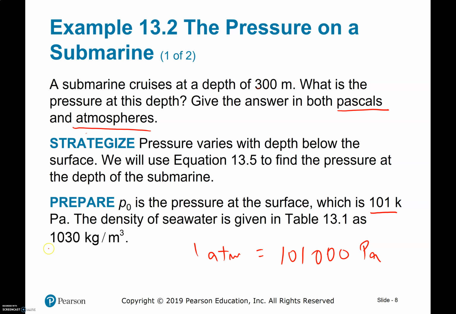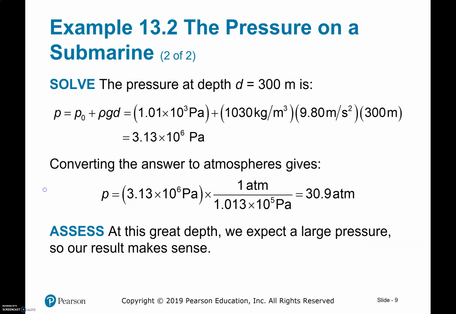So the density of seawater is 1030 kilograms per meter cubed. Now we use the hydrostatic equation, and we're going to solve this in Pascals first. So the pressure that we want is equal to the pressure at sea. This is the sea here. This is a submarine. This is d, which is 300 meters. Here we have a pressure P0, which is 1 atm. And this is the pressure we want at that point, P.